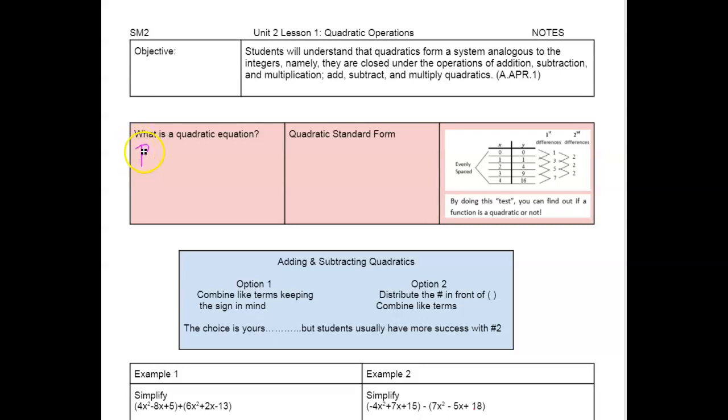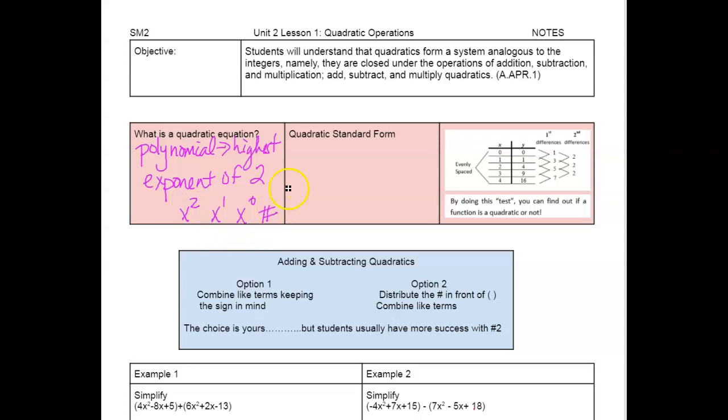And you won't ever have to write the definition. So: polynomial, highest exponent of 2. So you could have x squared, you could have an x to the first, and you could have no x, which is just a number.